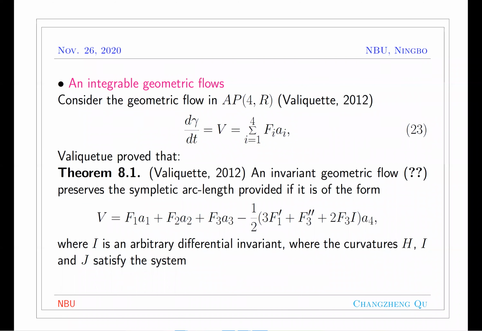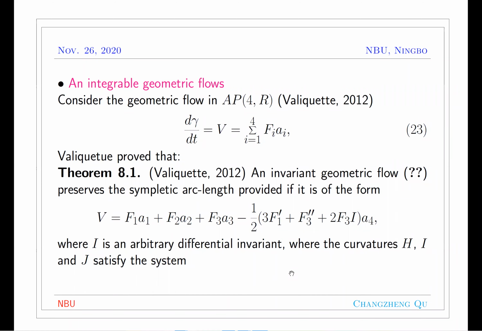What are the corresponding integrable geometric flows in the affine symplectic case? Olver and his student studied the geometric flows in the affine symplectic case, given by this one, where A is the affine symplectic frame. They proved that the invariant geometric flow in the affine symplectic geometry, if it preserves the symplectic arc length, has a form given by this one.